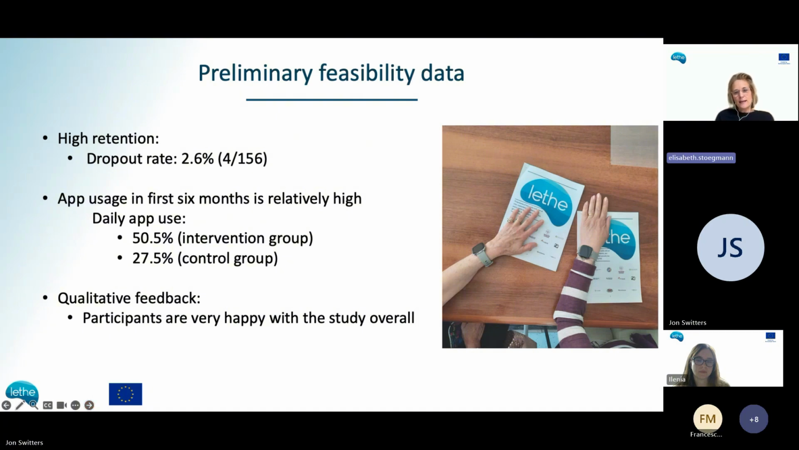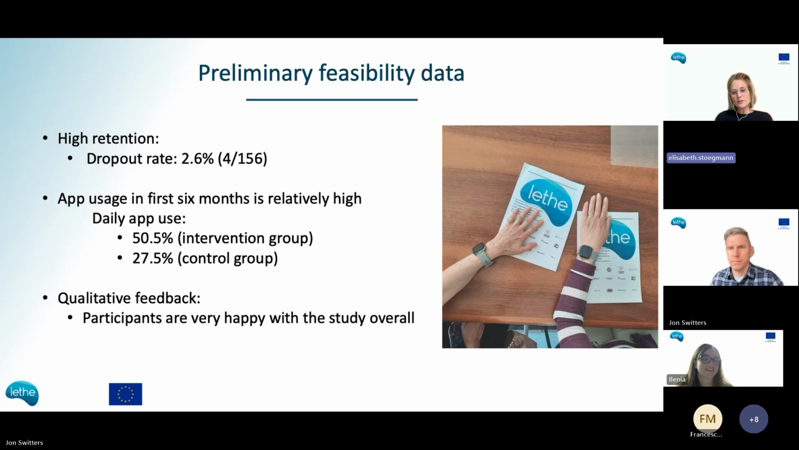These are our preliminary feasibility data. So we are happy to say that we have quite high retention to date. The dropout rate is really low, at 2.6%. And also the app usage in the first 6 months is relatively high. The daily app use was 50% in the intervention group and also about 30% in the control group. Our quality feedback was also very nice with the study overall. Next slide, please.